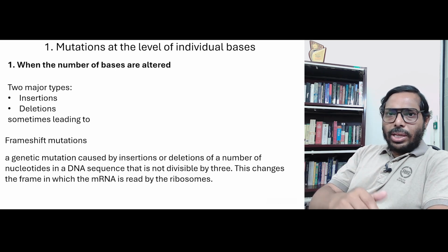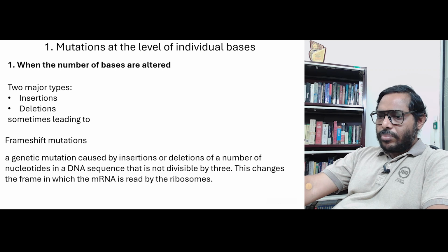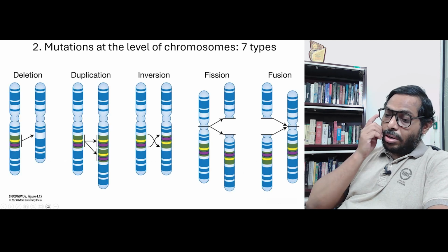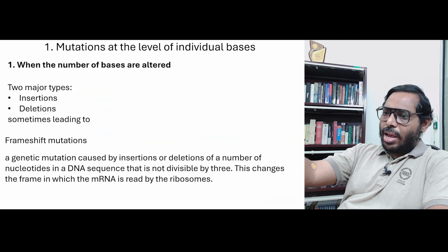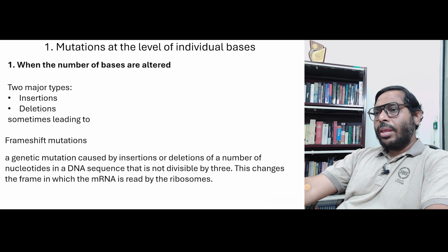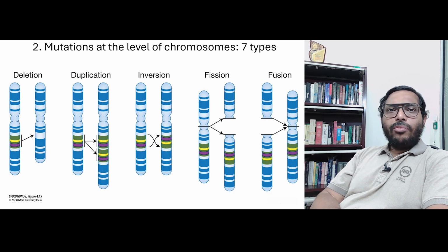So, this is what is known as a frame shift mutation, and a frame shift mutation is rather critical. Many times, for example, certain kinds of cancers etc. are caused by these kinds of mutations. So, from this we move to mutation at the level of chromosomes.